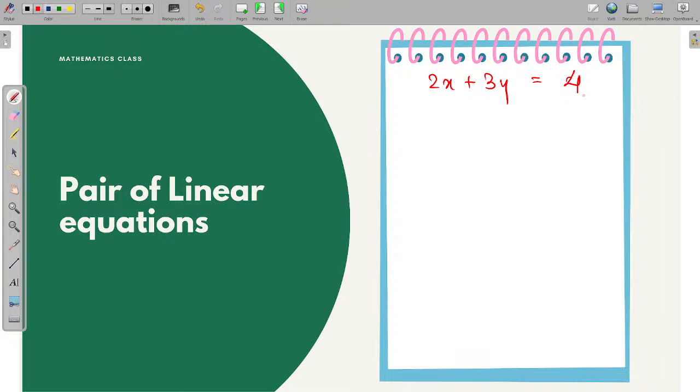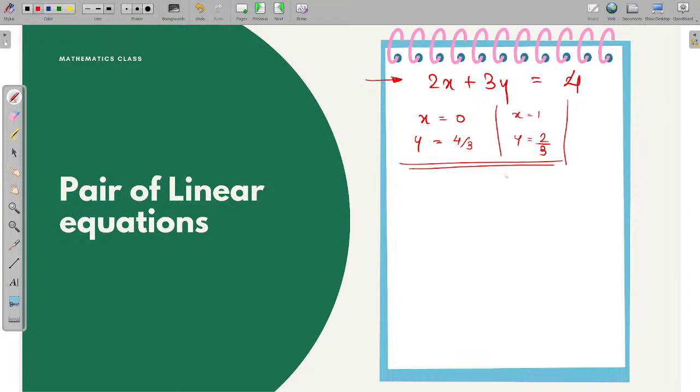4. Okay, correct? Now how many solutions does this equation have for a single equation? For this single equation there are infinite solutions. Like if I put x as 0, I'll get y as 4 by 3. Correct? If I put x as 1, I'll get y as 2 by 3. Right? So for every other value I'll get different points, right? And these points form a single line.